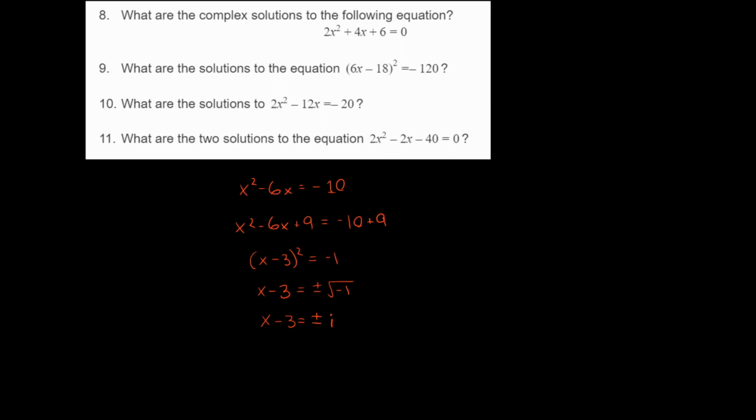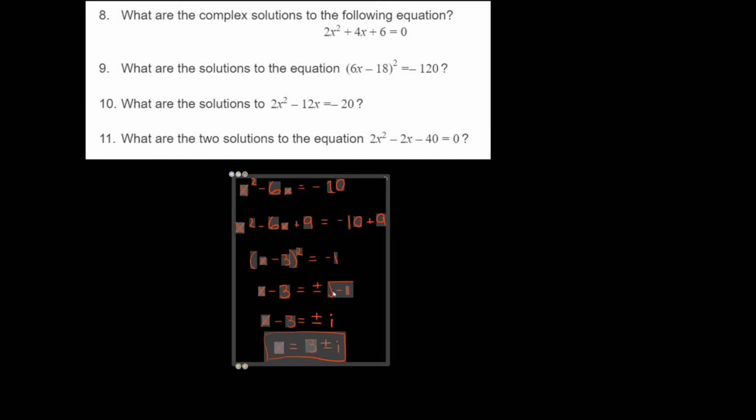Okay, now all that's left is I have to add 3 to both sides. x will be by itself, and I'll have my solutions. 3 plus or minus i. So that's 3 plus i and 3 minus i. Those are both of our complex solutions. That was a nice quick one. Let's keep going. Last one.